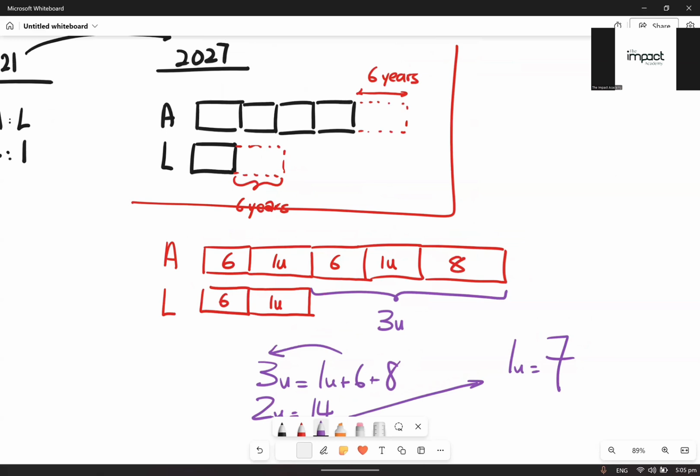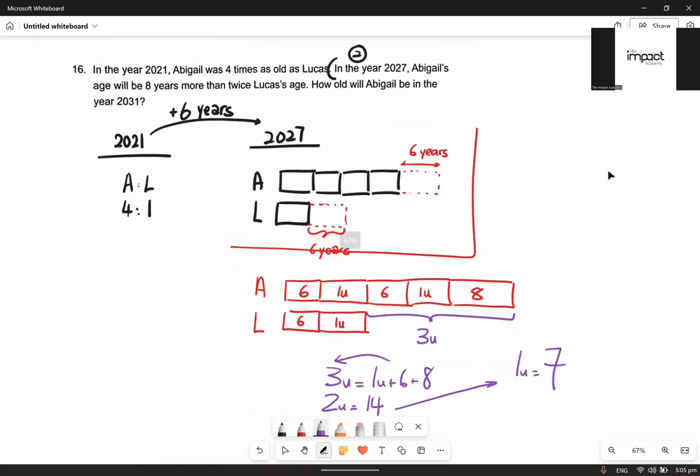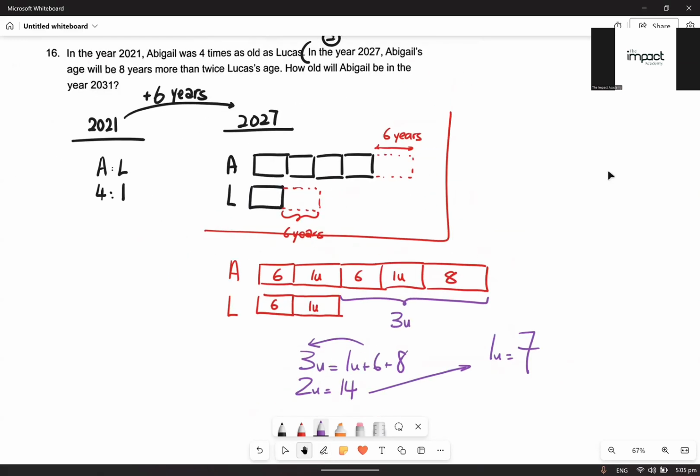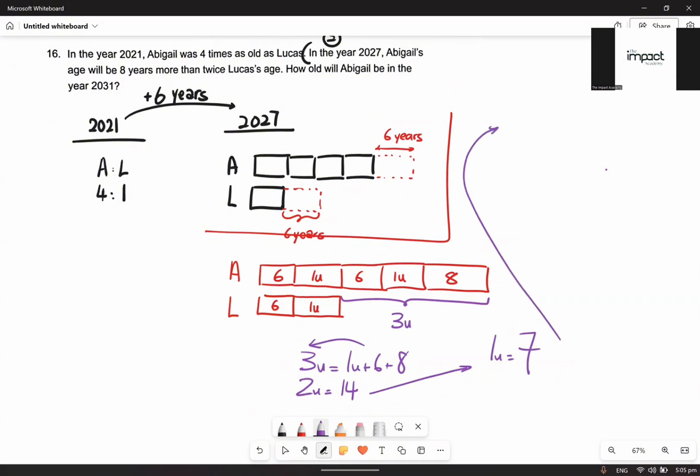Okay, so what we want to do right now is to, of course, read the question. The question says, how old will Abigail be in 2031? We first find how old Abigail is in 2021. That is 4 units, right? So that is 4 times 7. Therefore, she is 28 years old in 2021.